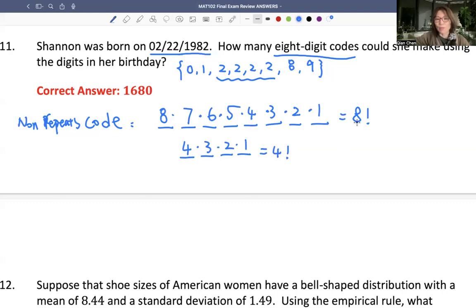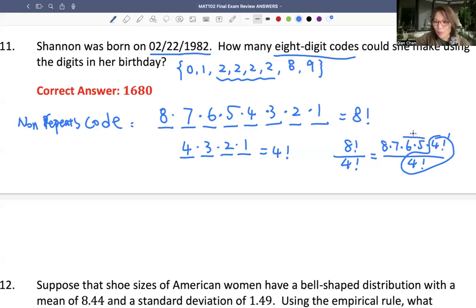So what do I have to do? I have to divide, right? I have to divide 8 factorial by 4 factorial. That's how many unique codes I can make. So 8 factorial I can write as 8 times 7 times 6 times 5 times 4 factorial, then divided by 4 factorial. Right, 4 factorial divided by 4 factorial, that's 1. So I just have to multiply these 4 numbers.